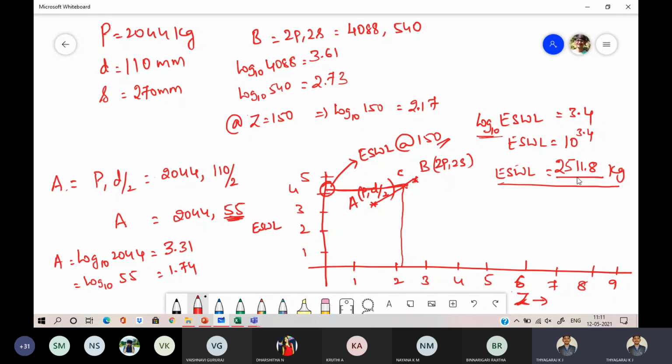Is it similar? Is there any major change in the ESWL when we calculate using the formula? 2,766, sir, from the formula. From the formula you got 2760. Okay, it's okay, it will vary. I hope it is clear, right? How to do the problem now. Yes, sir.